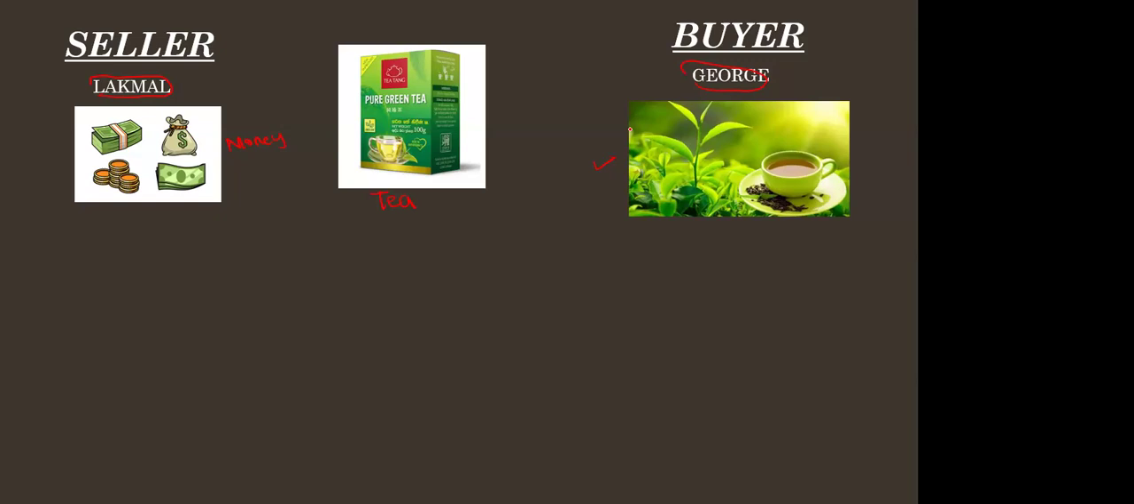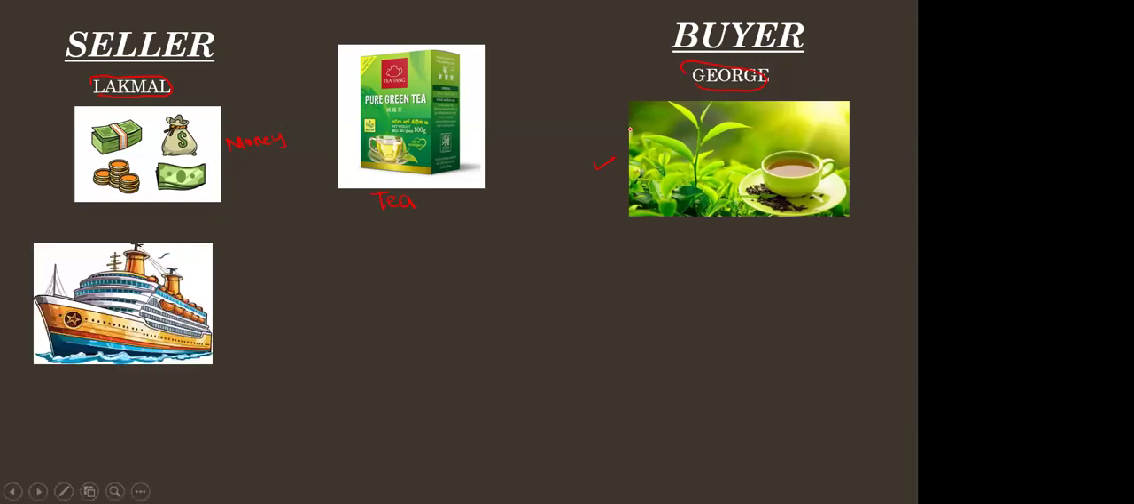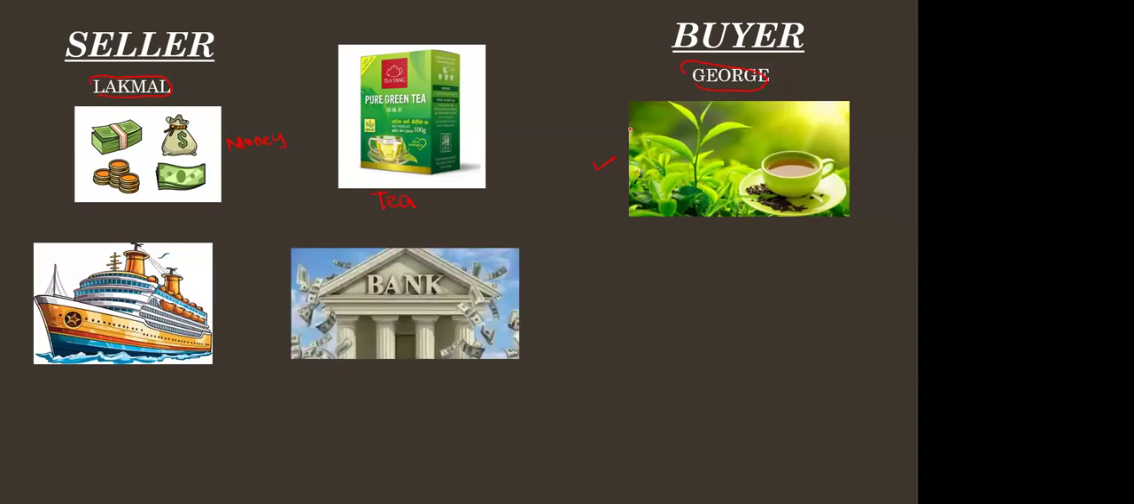For this exchange to happen, you need some support, right? Example, Lakmal is in Sri Lanka. George is in UK. How will you sell tea? What's the service you need to make tea reach UK? You need transportation. You need a shipping facility. What's the next service you need? Bank. That person is paying you money. He's from UK, transferring through banking. So you need that facility also.